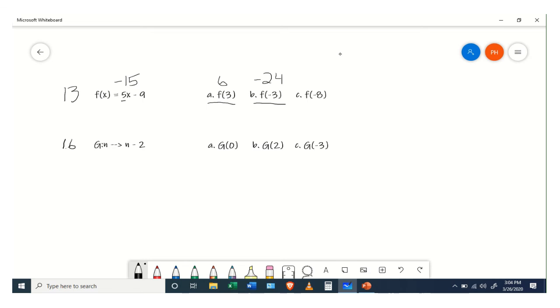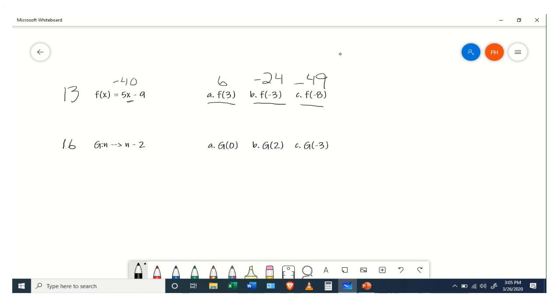And then lastly, we've got f of negative 8. All right. So negative 8 is our input, so it's going to go in the input spot. 5 times negative 8 is negative 40. Negative 40 minus 9. Again, we're not multiplying here. So it's just negative 49. Okay. And those are our three answers for this particular problem.